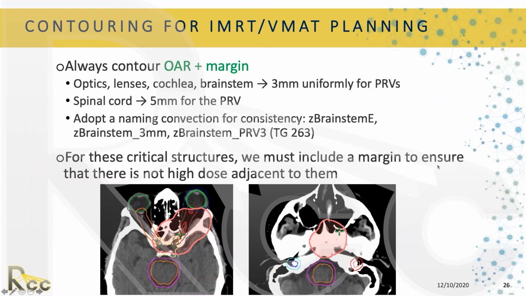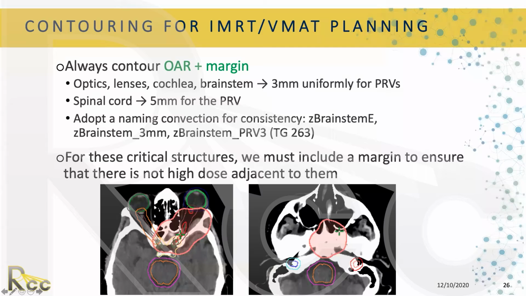They include a margin to ensure that there is no high dose adjacent to the structure itself. So you can see here how close the PTV is to the brainstem. You want to make sure, because you're going to try to give as much dose as you want to the PTV, that there are no high doses very close to the OR. That's how we create that buffer.